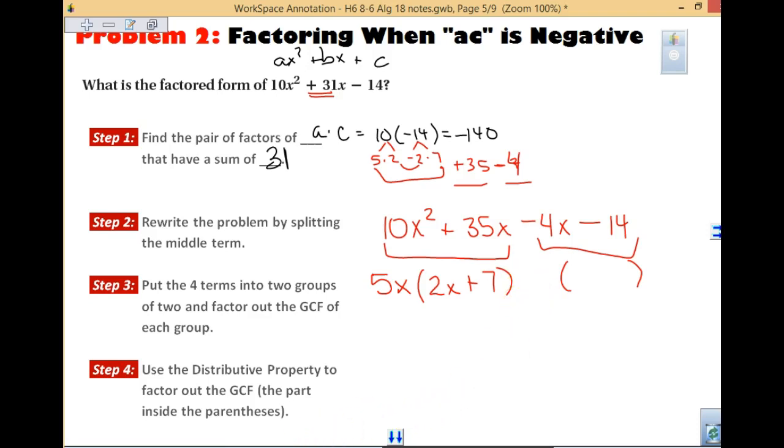I want to factor out negative 2. Is that making sense to everyone that we want to factor out a negative 2? So negative 2 times what gives us negative 4x? 2x, right? If I multiply that, I get negative 4x. And then negative 2 to get negative 14 would be plus 7. All right, Dylan, you ready to start me on the next step?